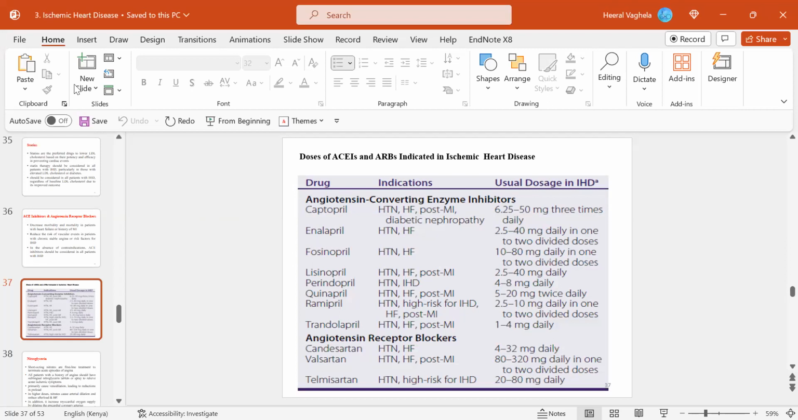Any question, anything to add, any clarification? Yeah, then someone tell me what is the treatment for ischemic heart disease. Okay.